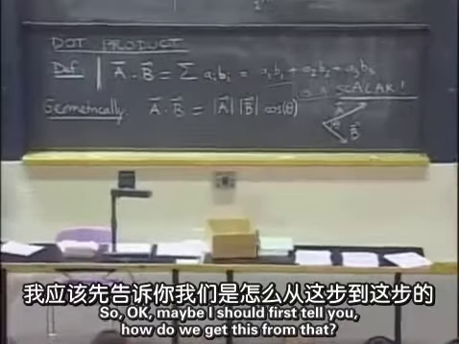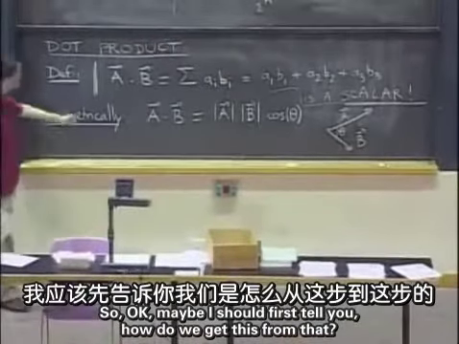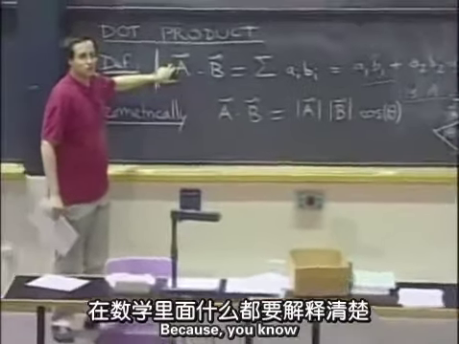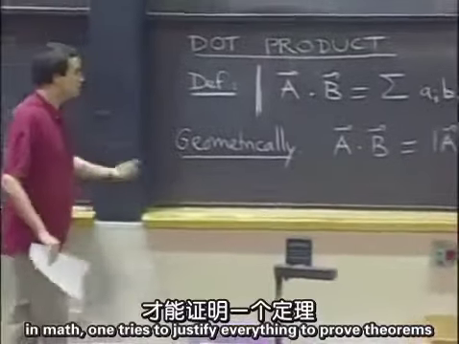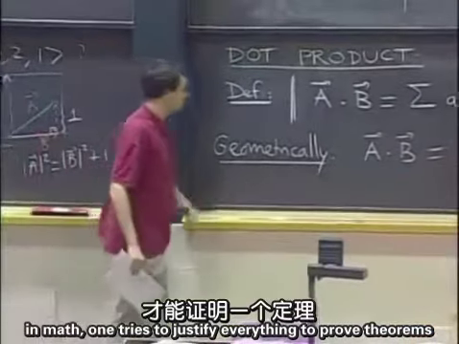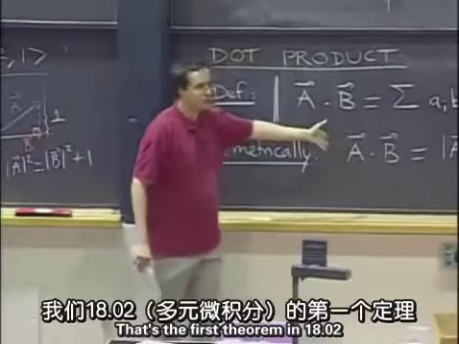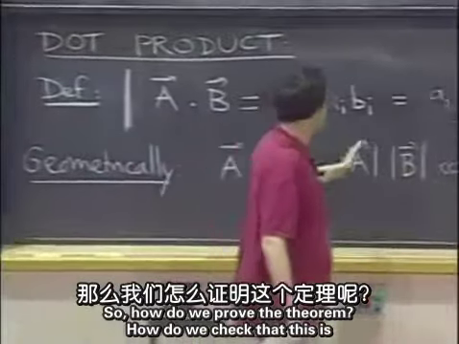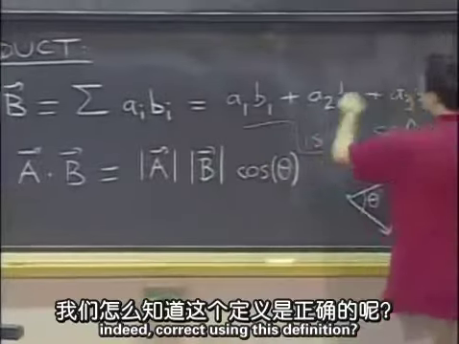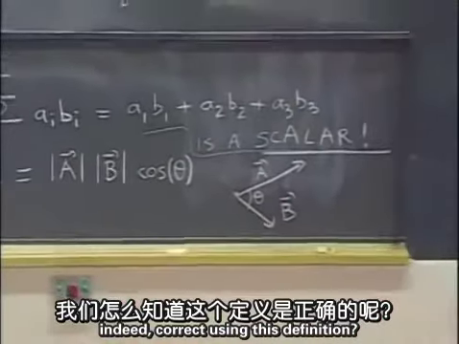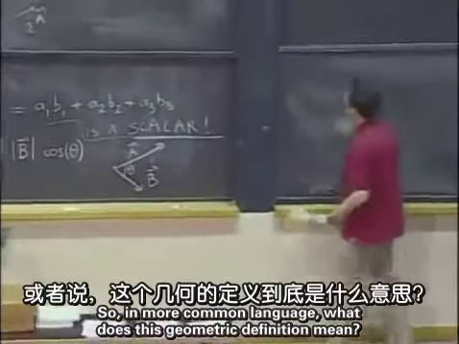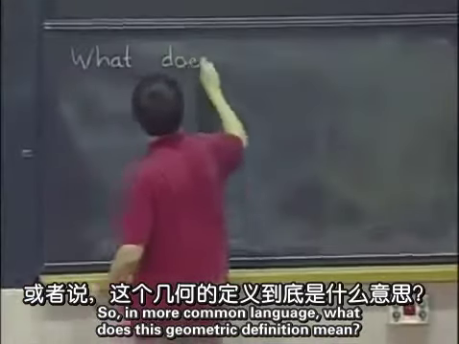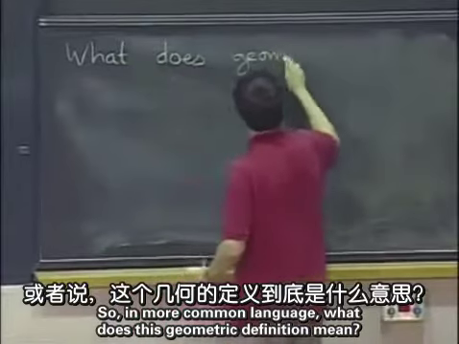Maybe I should first tell you how we get this from that, because in math one tries to justify everything and prove theorems. So if you want, that's a theorem. That's the first theorem in 1802. How do we prove that theorem? How do we check that this is indeed correct using this definition? Or in more common language, what does this geometric definition mean?